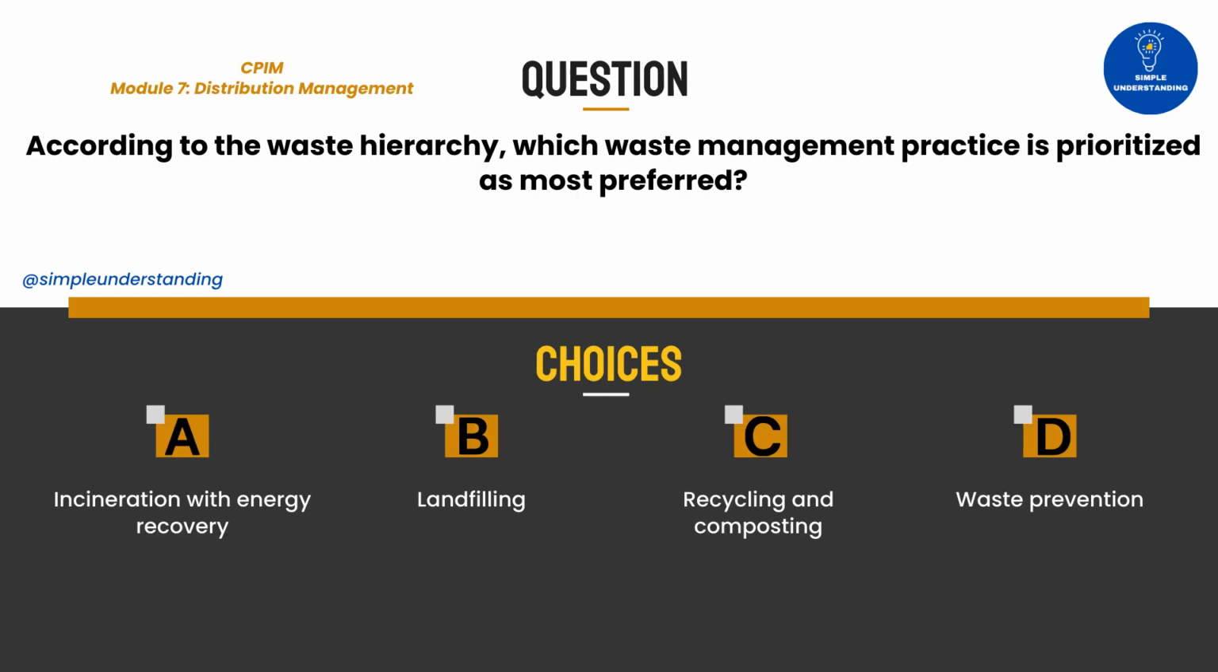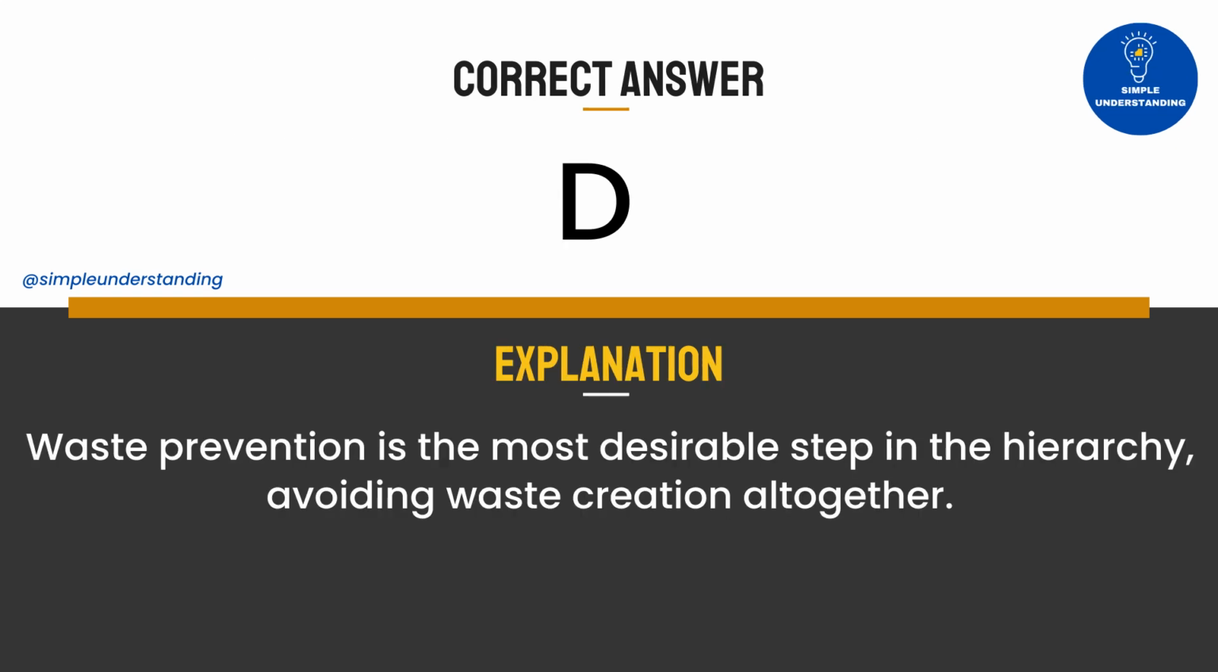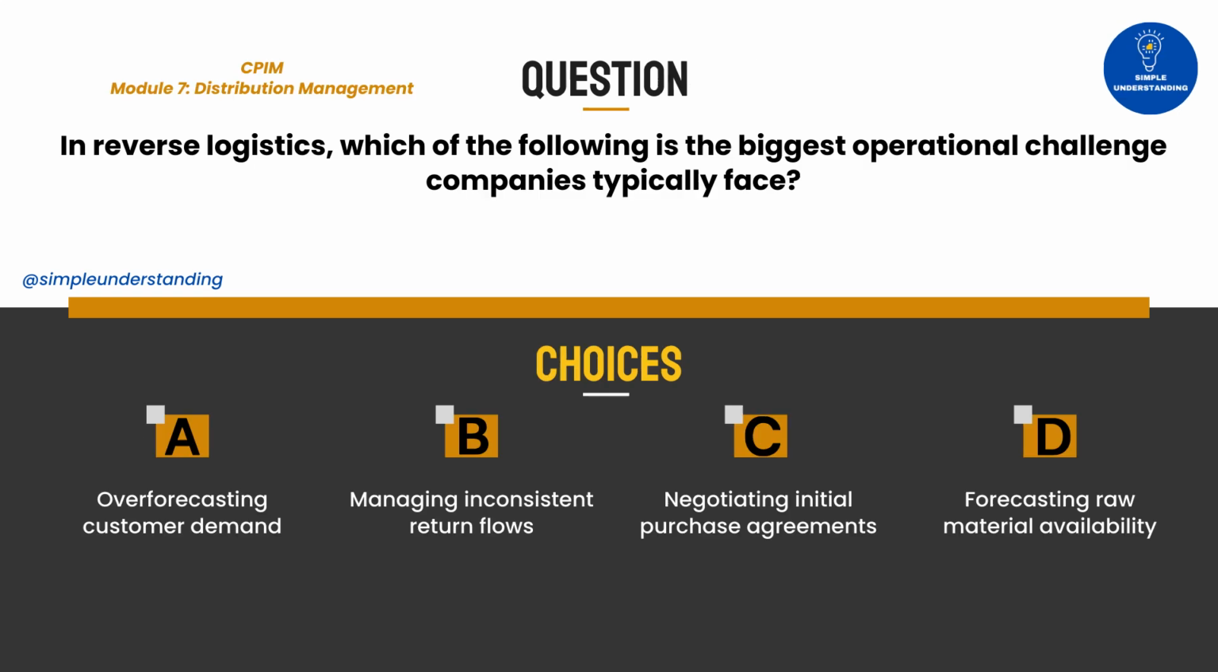Question 7. According to the waste hierarchy, which waste management practice is prioritized as most preferred? A. Incineration with energy recovery. B. Landfilling. C. Recycling and composting. D. Waste prevention. Correct answer: D. Explanation: Waste prevention is the most desirable step in the hierarchy, avoiding waste creation altogether. Question 8. In reverse logistics, which of the following is the biggest operational challenge companies typically face?